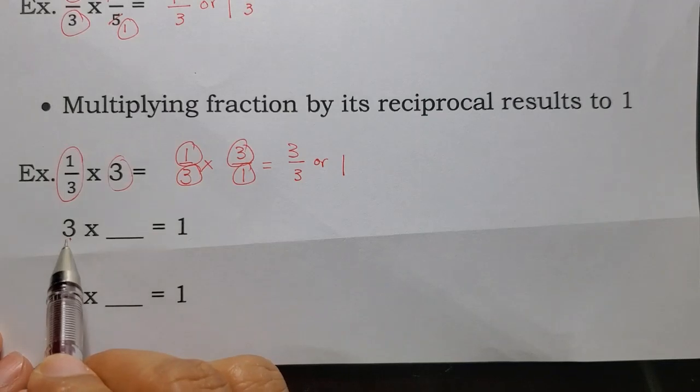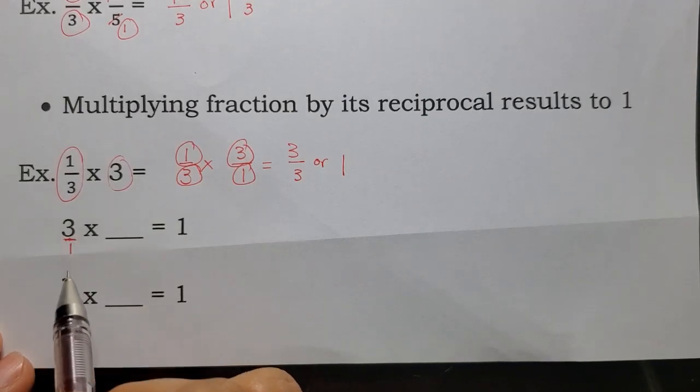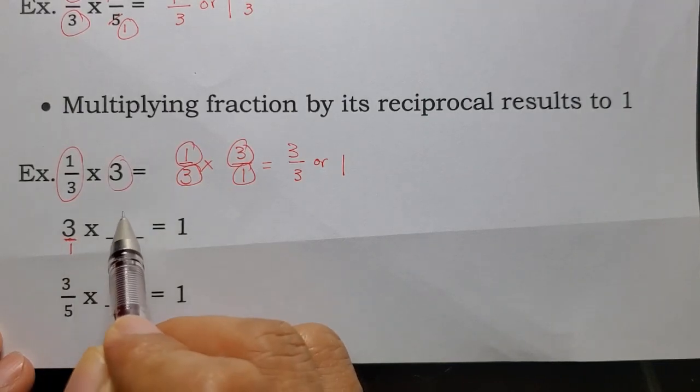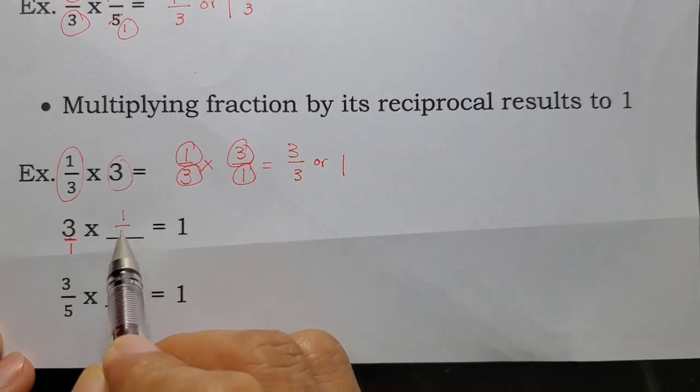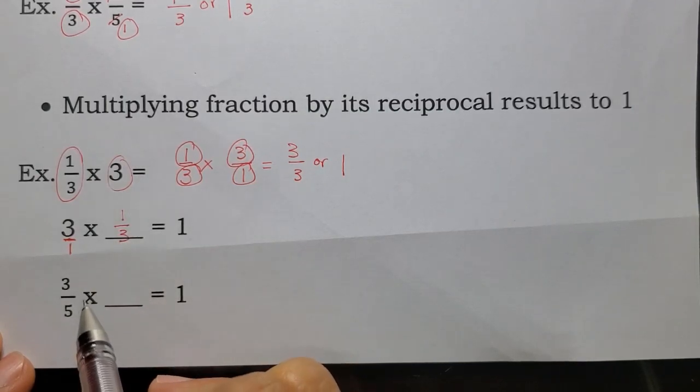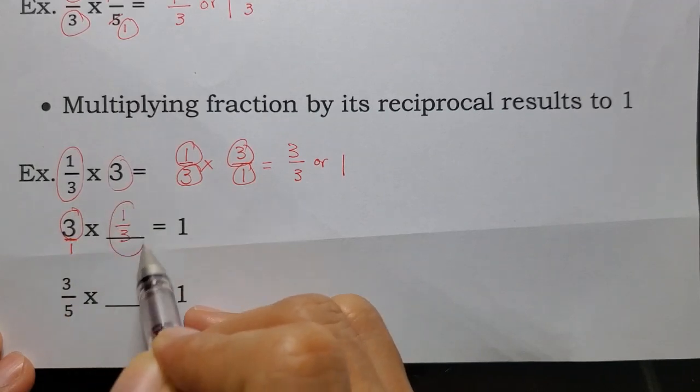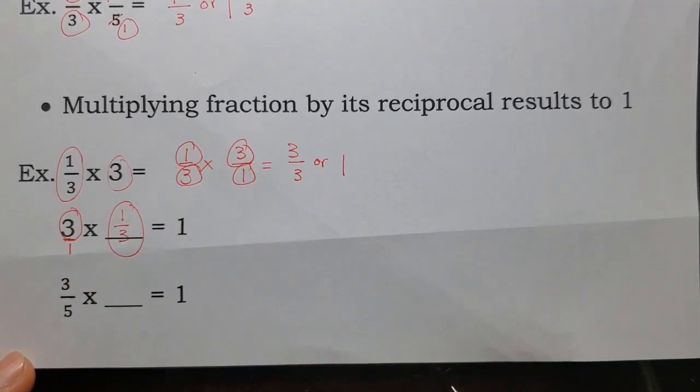Of course, the denominator of 3 here is 1. So its reciprocal is 1 will be our numerator now, and 3 will be our denominator. Reciprocal. So 3 times 1/3, that is also equal to 1. Now, what should be multiplied by 3/5 in order that the answer will become 1?